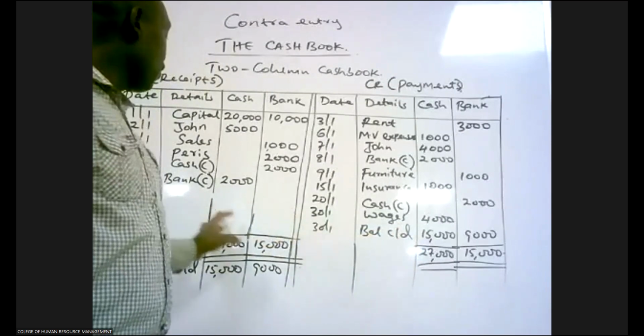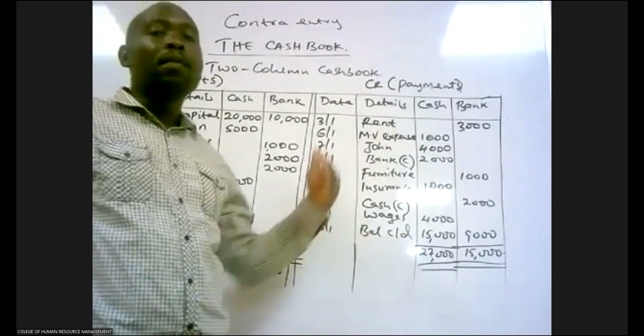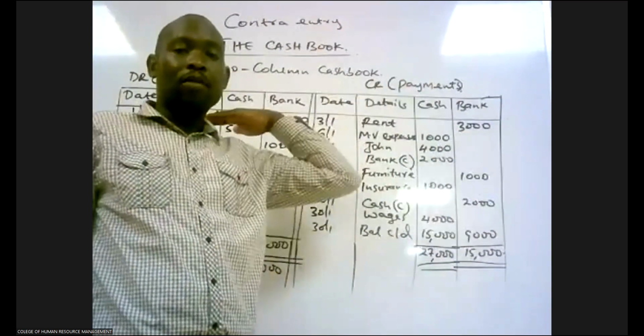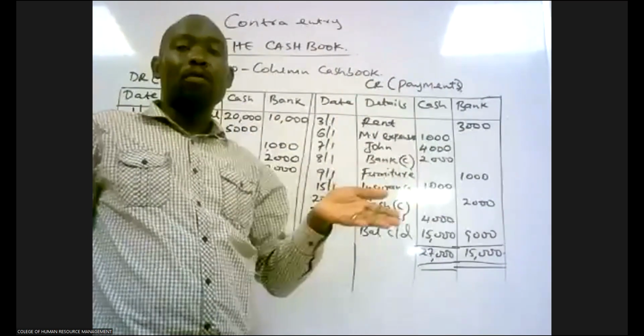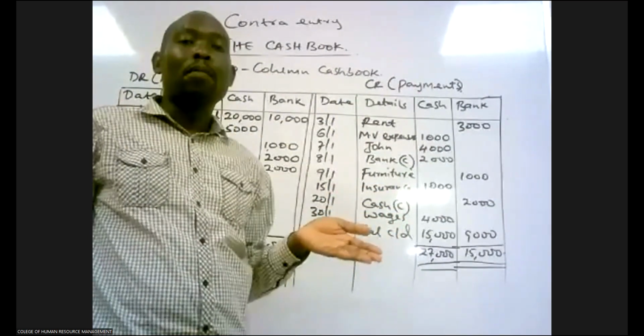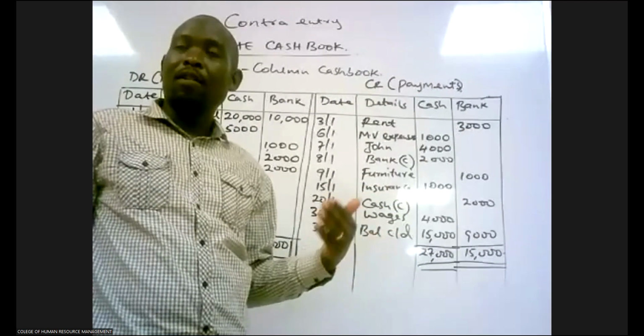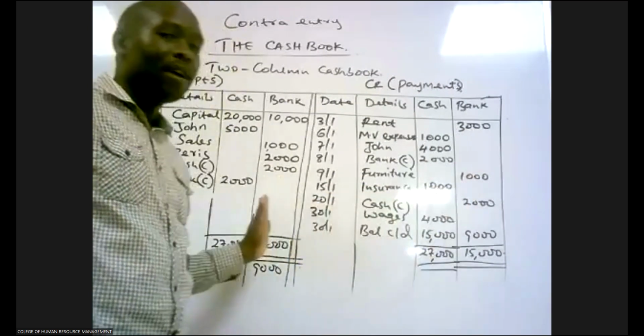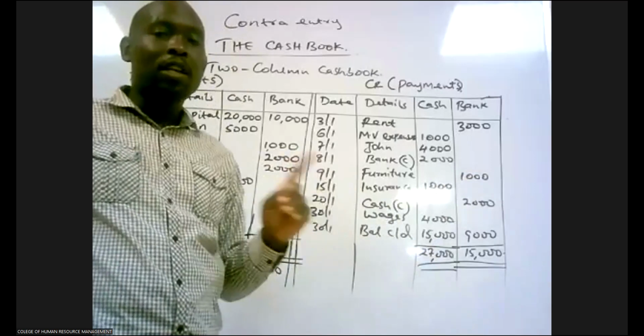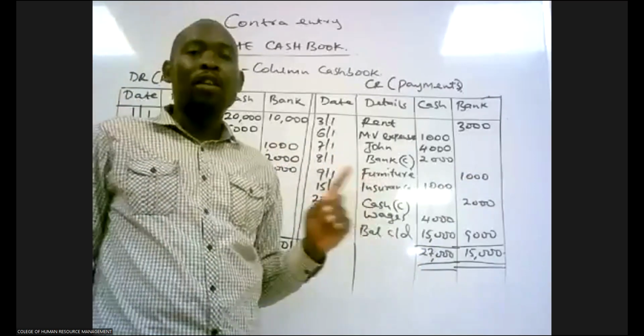When the balance carried down is on this side, it simply means that the payments were more than the receipts. For the bank, it is possible because we can have what we call the bank overdraft. The payments can exceed the receipts. But for cash, it can never be.